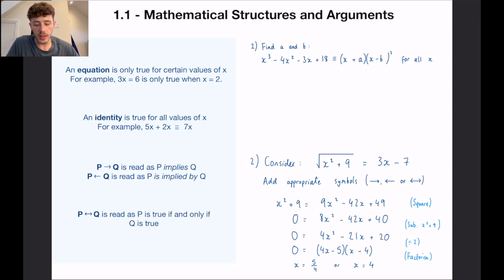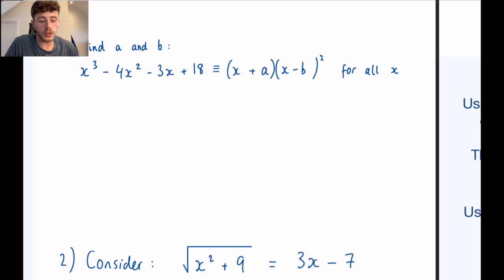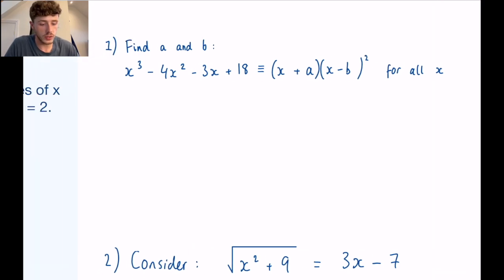The bottom one is P is equivalent to Q, effectively, and this is read as P is true if and only if Q is true. Don't worry so much about the bottom two in terms of exam questions because they are a bit rarer, but always good to know about. So let's have a look at the first question I have as an example.